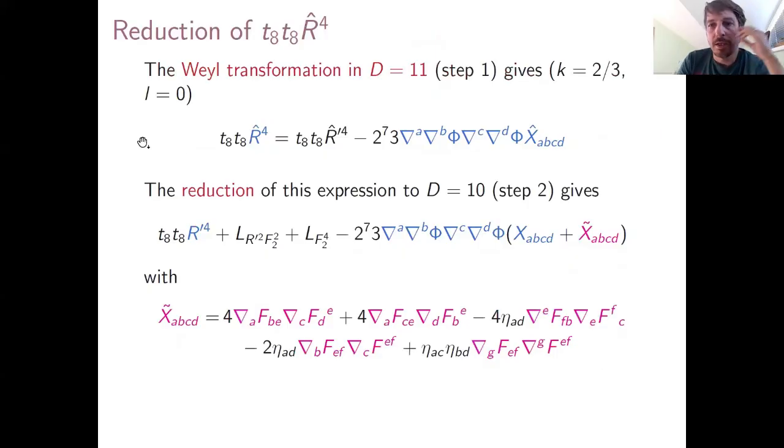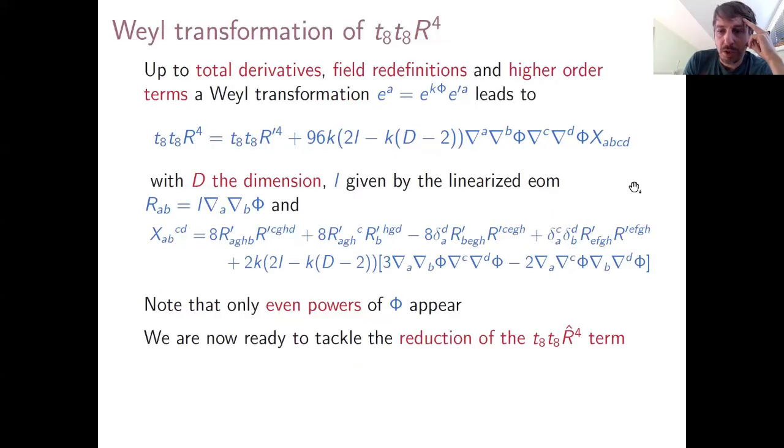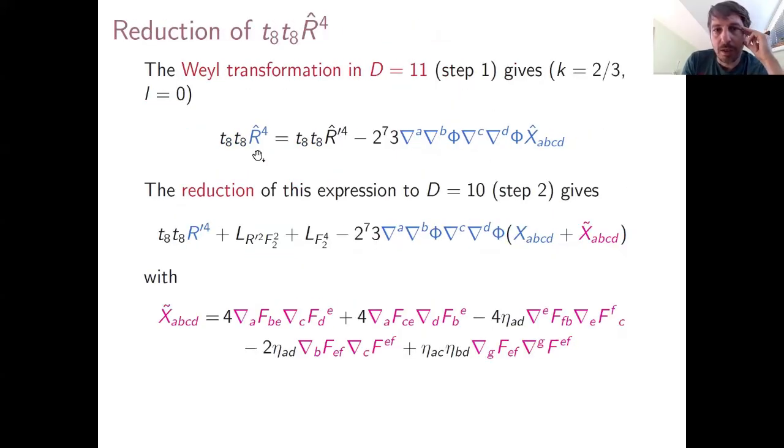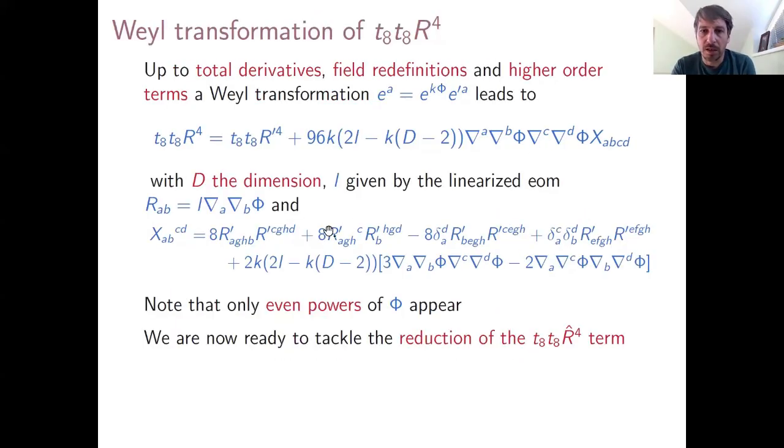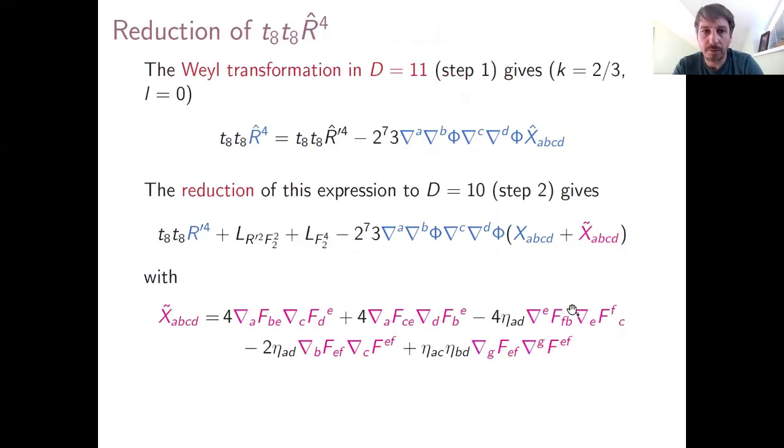So let's go through the steps. The first step is to do a Weyl transformation in 11 dimensions. We want to take k equals 2/3, and it turns out that L is 0 there. If you plug that into this expression, you will find that the Weyl transformation does the following. You get the Weyl-transformed T8, then you get this, but this x is just this, in 11 dimensions.